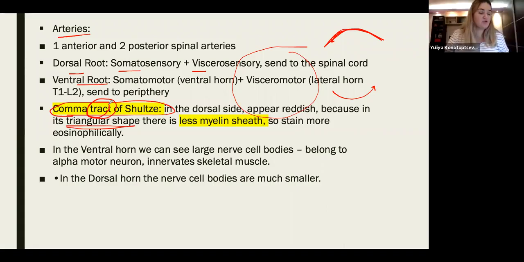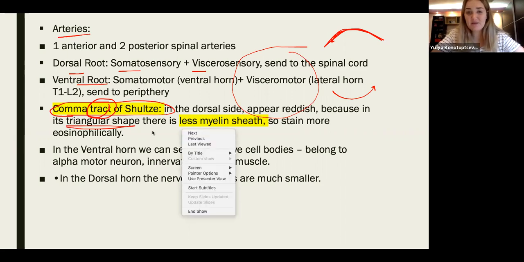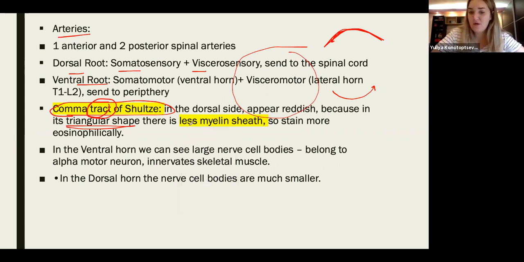It consists of a bunch of axons, and these axons are less myelinated. Be careful, they aren't unmyelinated. They simply are less myelinated. So as a result, this tract looks eosinophilic. Okay, so it looks very eosinophilic.